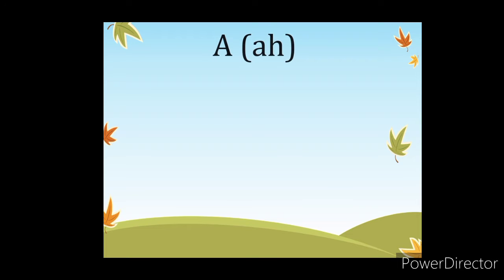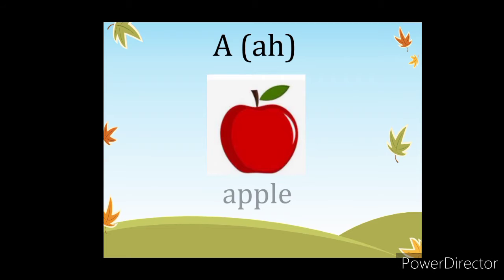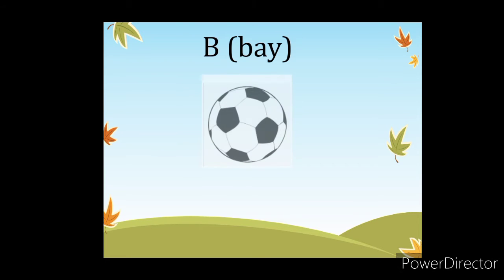So letter A sounds a, apple, a. Letter B sounds B, ball. Ball means ball.